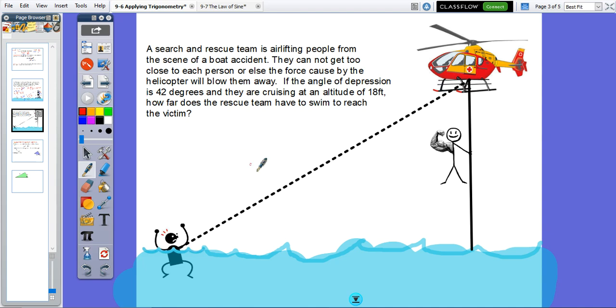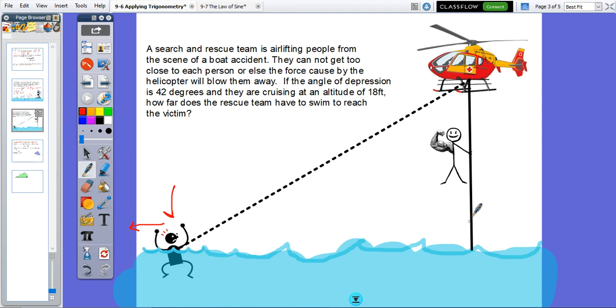In our next problem, we're going to look at a search and rescue team. They're airlifting people out of a scene of a boat crash. Should have had a boat somewhere around here. Now, they can't get too close, or else they'll force the people down and away from where they're at. So what they have to do is they're going to have to drop in front of them and swim to them.